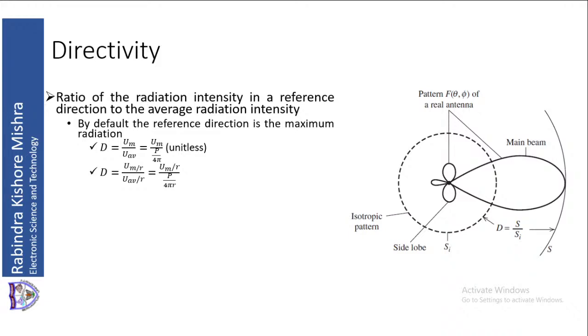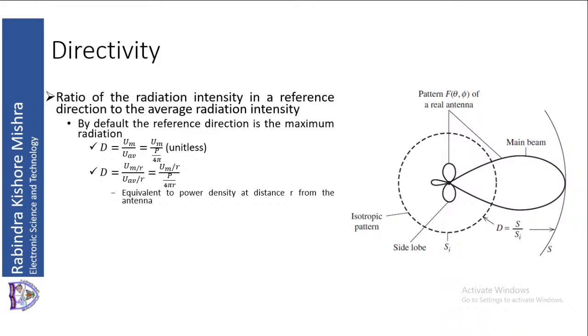Now you can write directivity D is equal to Um by r divided by U average by r. So numerator and denominator we divide by r. If you divide the numerator and denominator by r, in the numerator you have got Um by r, and in the denominator you have got now P by 4 pi r. So that is another way of defining directivity.